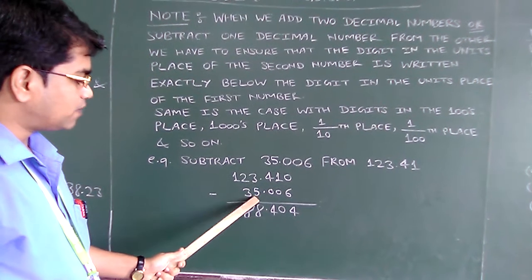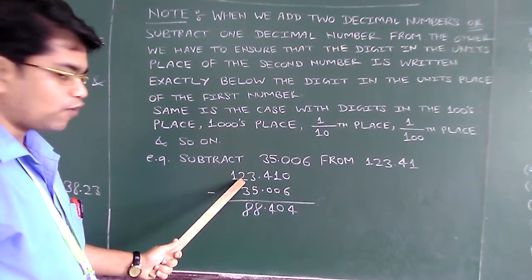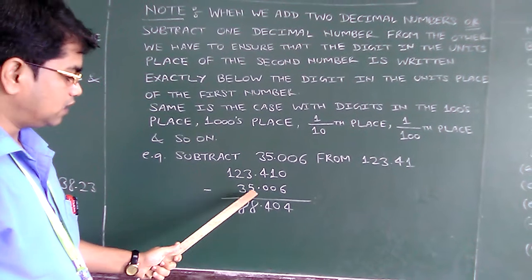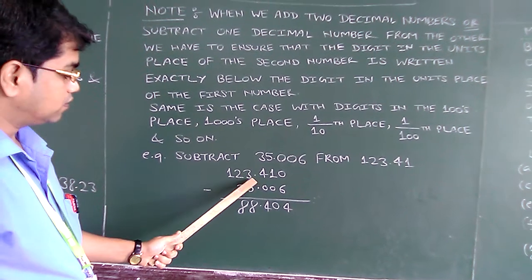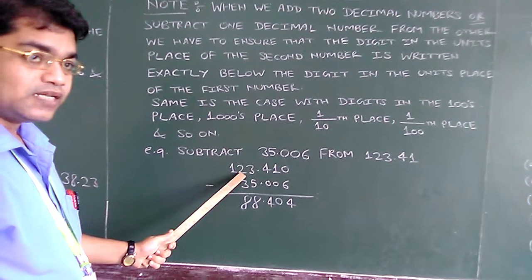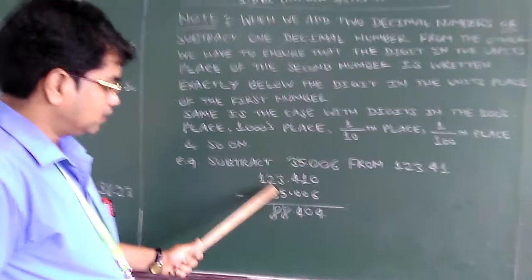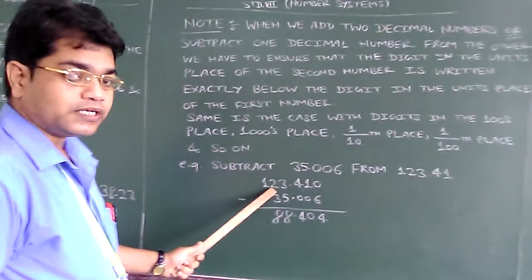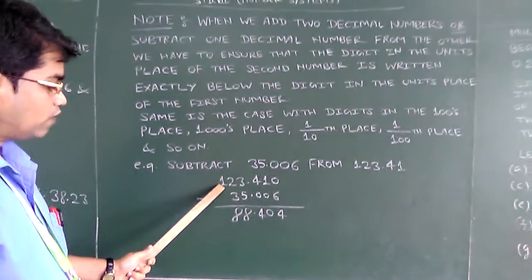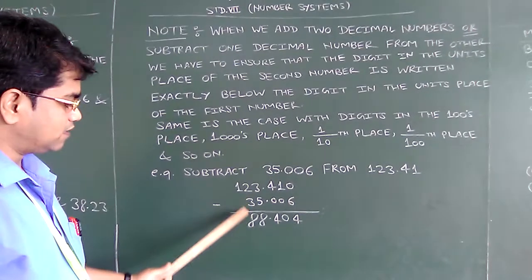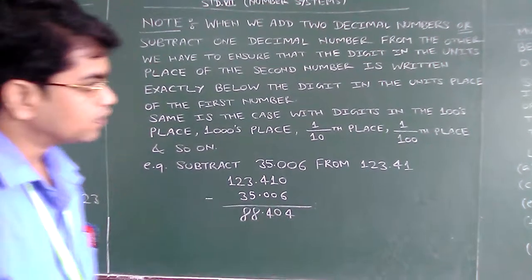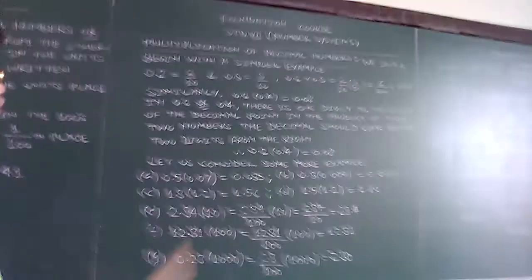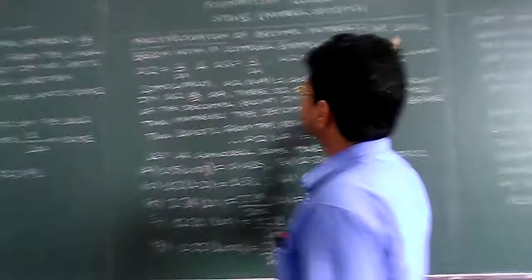Now again we cannot subtract 5 from 3. This will borrow from 2. This will become 13. 13 minus 5, 8. Now this has become 1 because 3 has borrowed 1 from here. 1 is left here. Now again 3 cannot be subtracted from 1. This will borrow 1 from here. This will become 11. 11 minus 3, 8. Final output is 88.40.